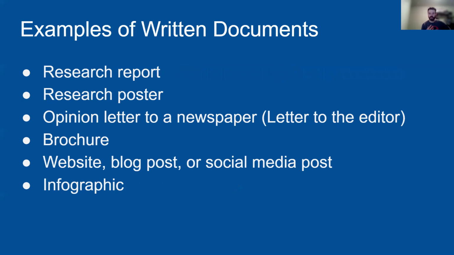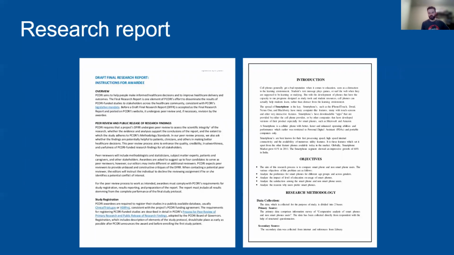Here's an example of a variety of written documents. There are more than what we have on this list. These are just some examples we'll talk about. And we're going to go through and look at examples of each type of document. And this may give you some ideas about the types of document that you would be most interested in creating for your audience. So the first is a research report.